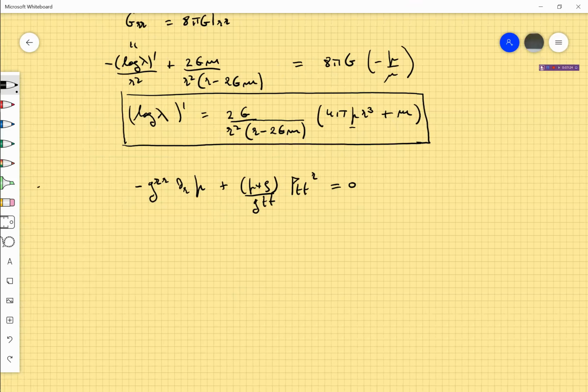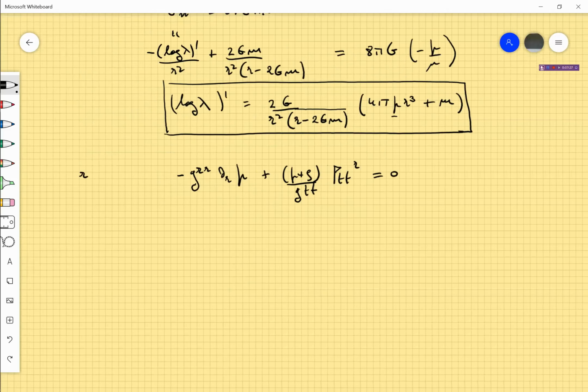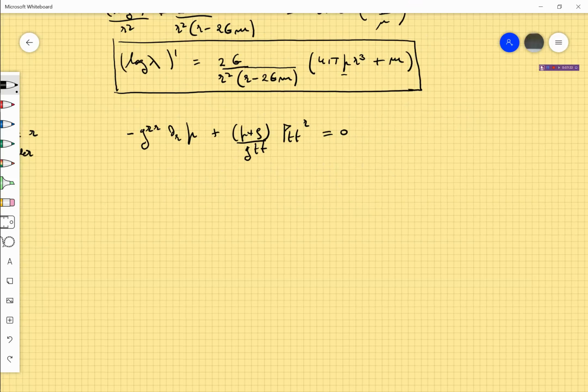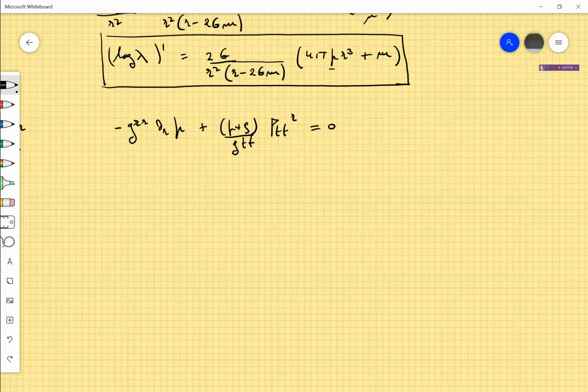So this is r, we want i equal to r of Euler. Now g^{rr}, let me start with minus g^{rr} inverse. This is μ times p prime plus (p + ρ) divided by λ, and then Γ^t_tr, which is a half of λ prime μ. This is equal to 0.